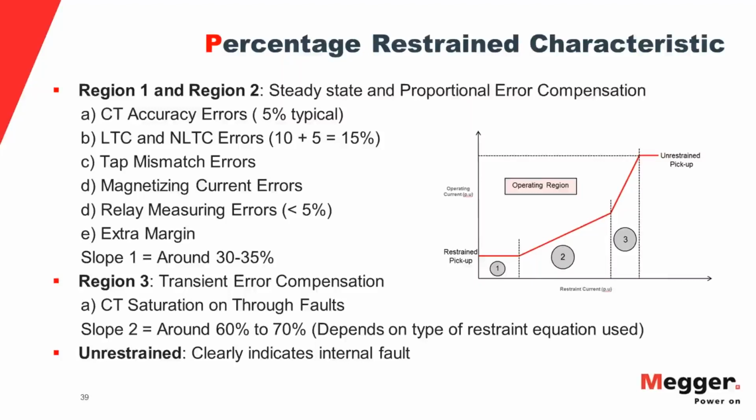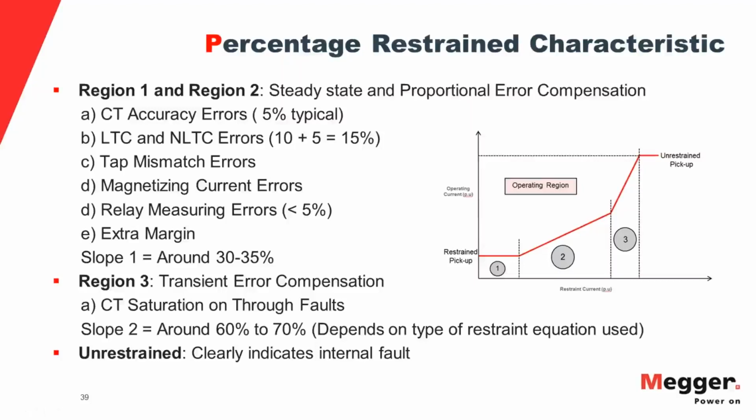According to the standard C37.91, it is recommended to have slope 1, which is in region 2, to be somewhere close to 30 to 35%, which is just a recommended number. It can vary depending on your system and your transformer and also the CTs.